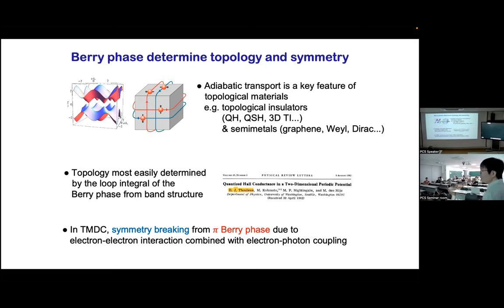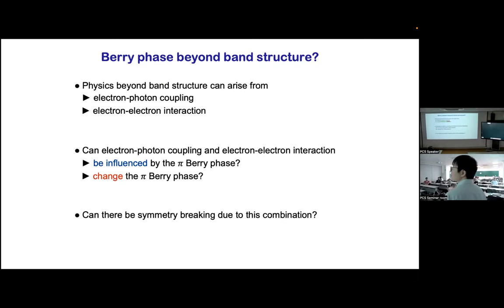And it turns out that there is actually competition between this Coulomb interaction and electron-photon coupling. And this competition arises largely due to this pi Berry phase. So basically, since we are talking about exciton polariton condensate, we're obviously going beyond the band structure for these materials. The way we go beyond the band structure is through the electron-photon coupling, of course. But also, these excitons have binding energy coming from Coulomb interactions. We also need to take into account electron-electron interaction as well.